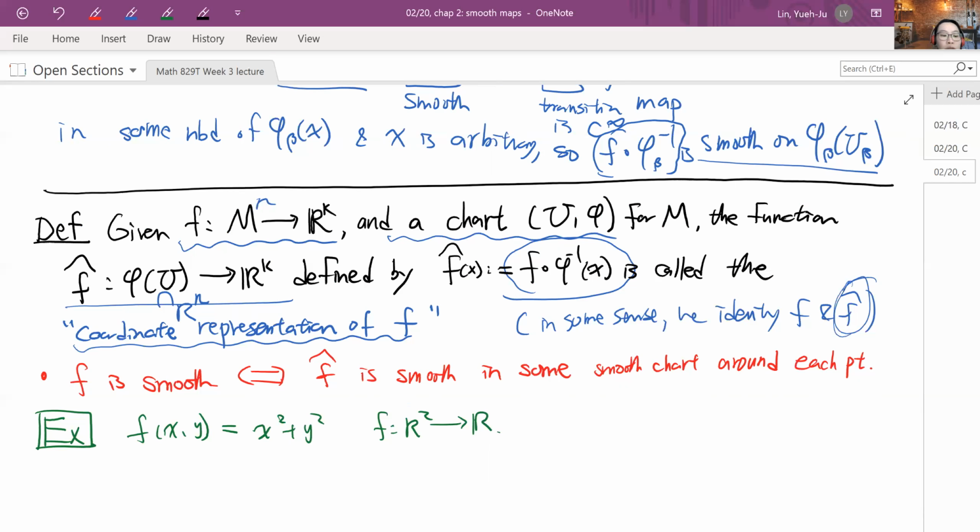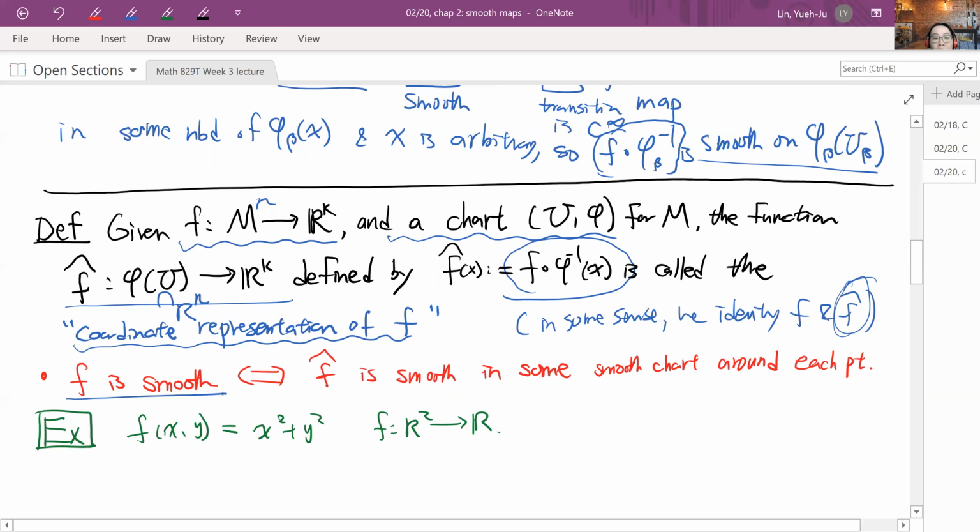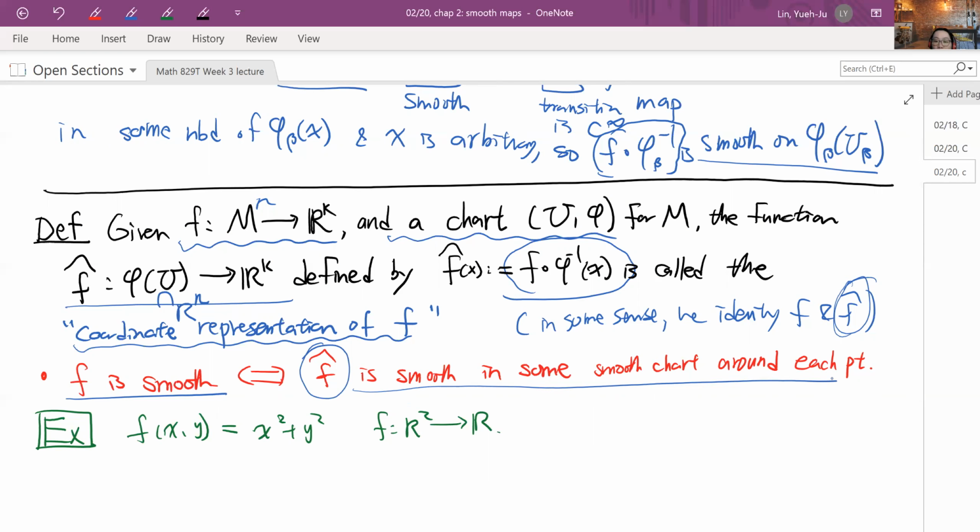And we just proved that, or actually by definition, the map F is smooth if your coordinate representation is smooth for one coordinate chart around each point, right? This is the definition of being smooth. So in other words, what do you mean by having a smooth function from a manifold to R^k? It means that your coordinate representation is smooth, because the coordinate representation is from R^n to R^k. If this is smooth, then that means F is smooth.